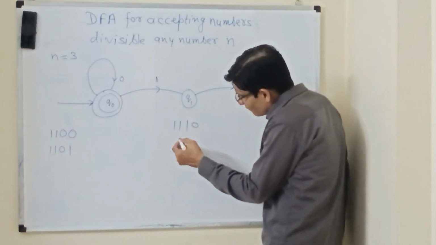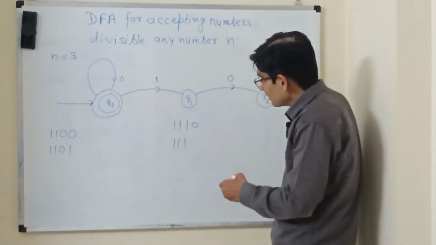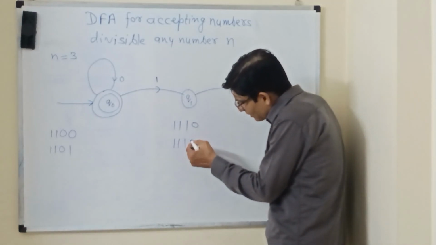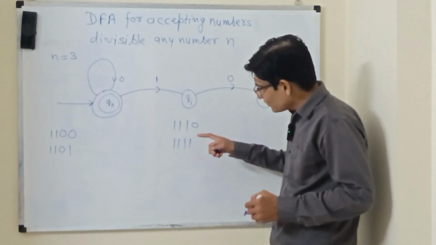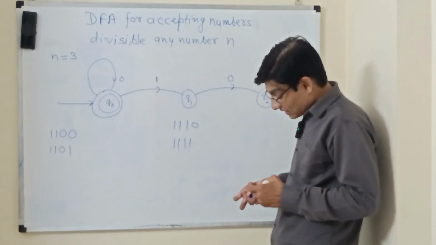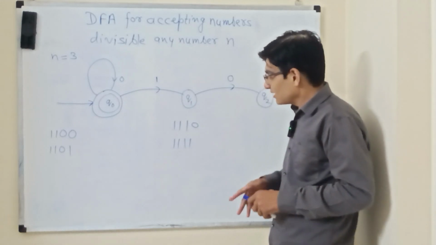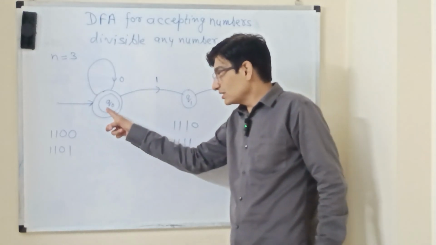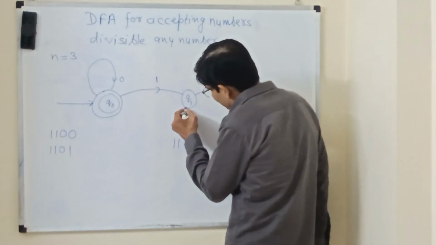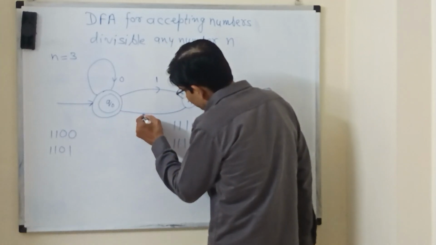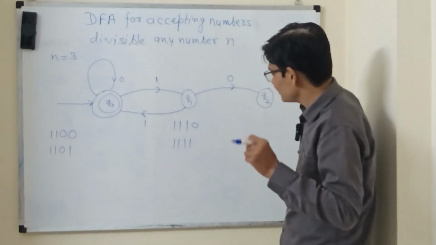Now again we have the same number 7, and now we are applying 1 here. So now this becomes 15, and 15 is divisible by 3. That means it will go to the state where remainder is 0. So that means on applying 1 on this state, we will get Q0 as the new state.